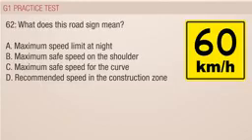Answer C. This is a winding road ahead sign. Question 62. What does this road sign mean? A. Maximum speed limit at night. B. Maximum safe speed on the shoulder. C. Maximum safe speed for the curve. D. Recommended speed in the construction zone.